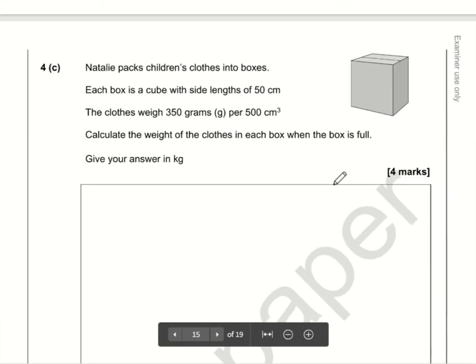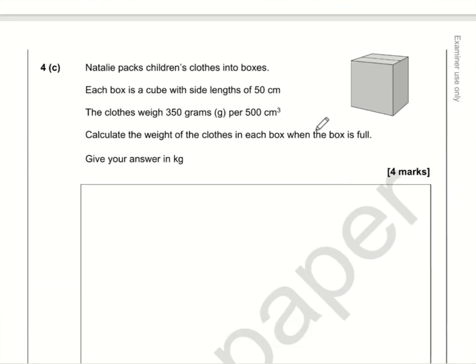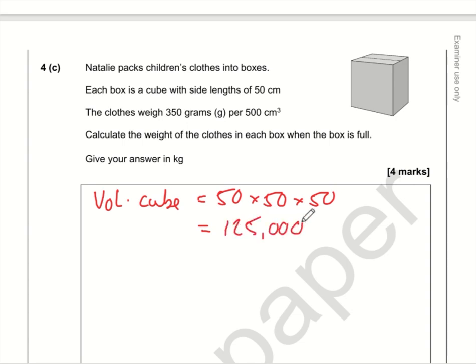Part C. So what I'm going to do first of all is work out the volume of this cube. So the volume of the cube, if it's got side lengths of 50, it's going to be 50 times by 50 times by 50, and that comes to 125,000, and that is cubic centimetres.